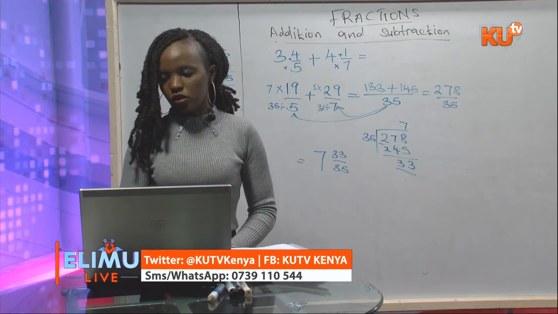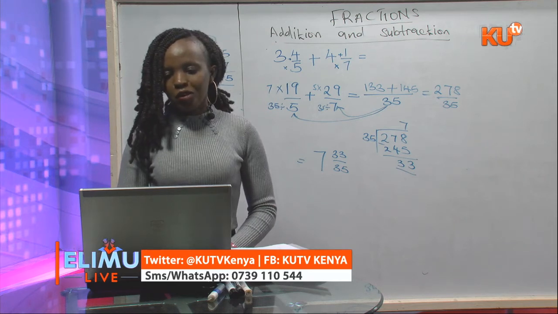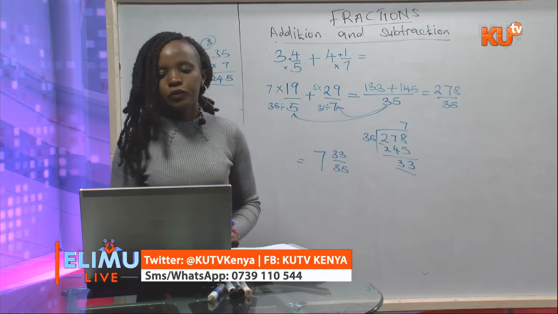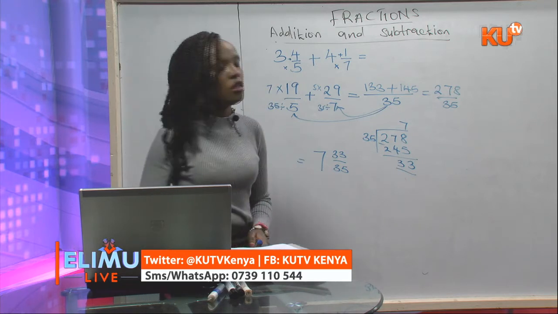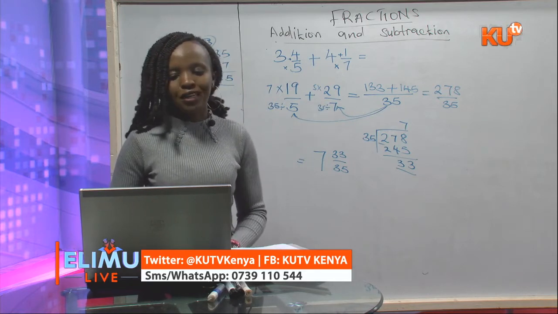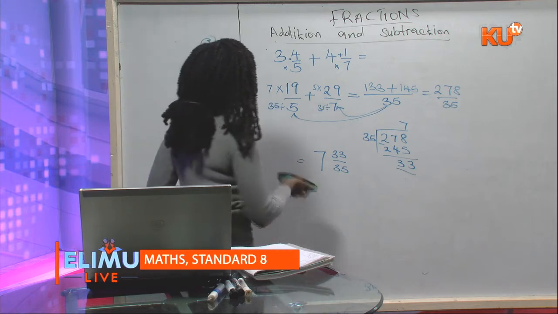So I want to tell myself you are still together and you're following. We can look at another example. Example number 3, still on addition. So this time around we are going to use 3 fractions. We see how we can do that.